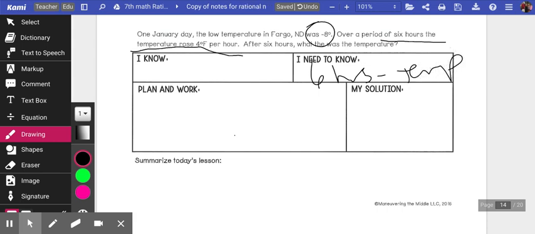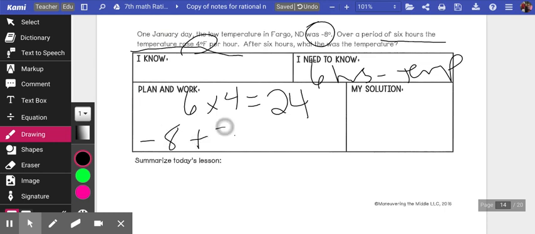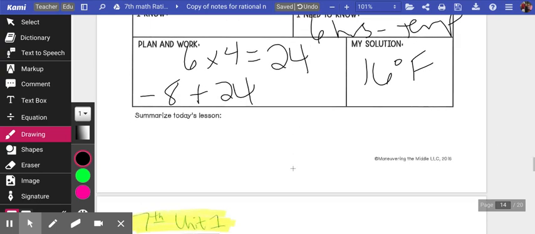So the first thing that I need to do is, in 6 hours, if it rose 4 degrees per hour, I need to find out, and rose means positive, and so it went up 24 degrees. So then I'm going to say that was -8 in the beginning plus 24. So now I'm at a positive 16 degrees Fahrenheit. Okay, if it dropped, then it would have been a -4. So you got to really watch those words.